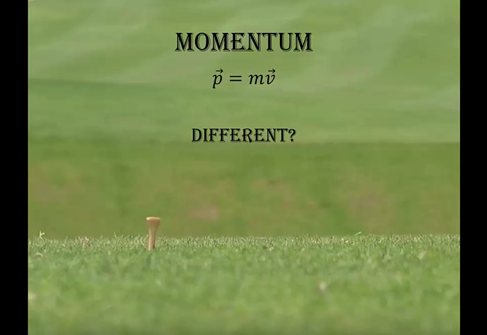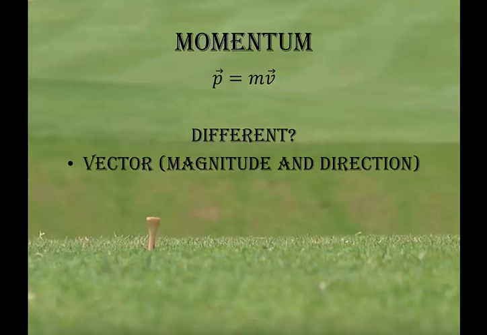So one thing we may ask is, well, what is different about it? Again, one thing, of course, is that it's a different quantity. It's a different equation. It has different units. It has units of kilograms meters per second rather than joules or something else. But there are some other things that are different, too. First of all, of course, it's a vector. It has magnitude and direction, which is going to be important because that means we live in three dimensions, right? We normally have x, y, and z dimensions.